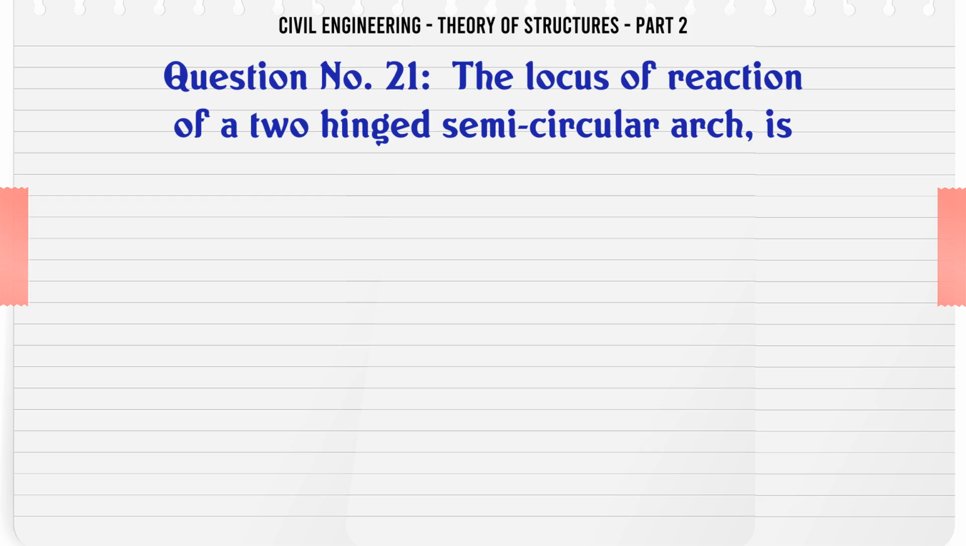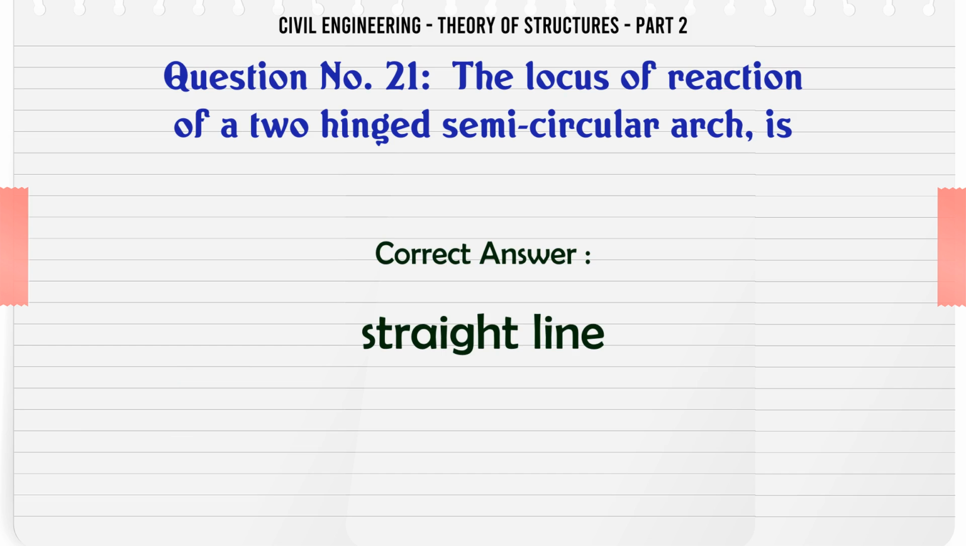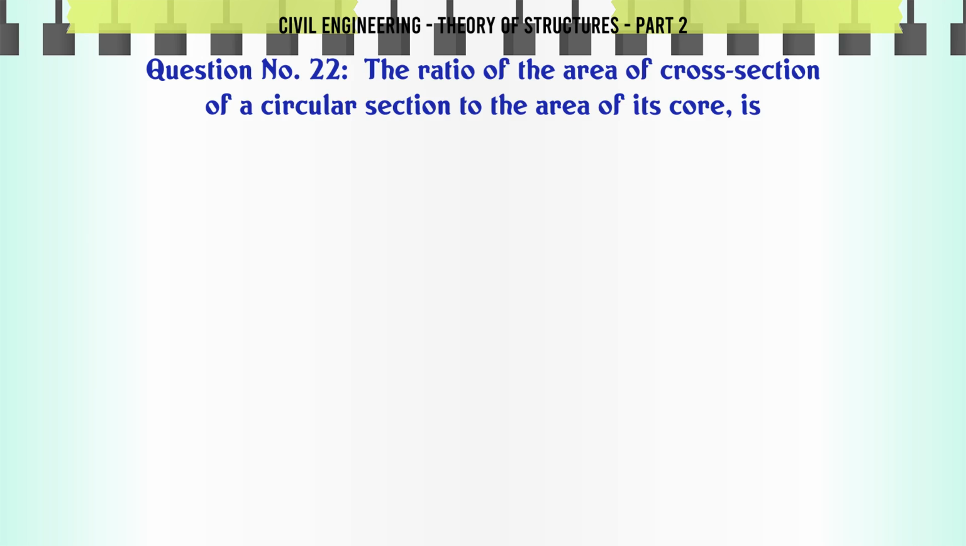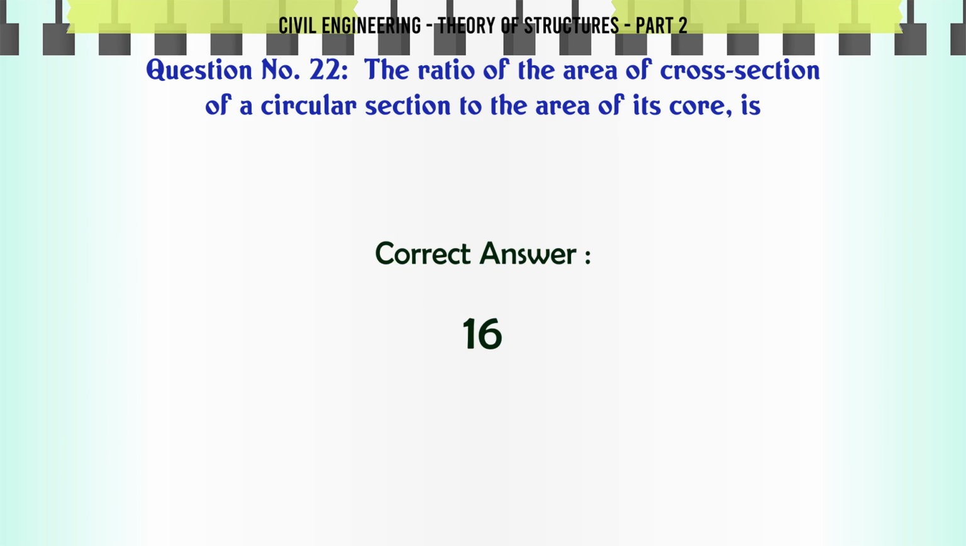The locus of reaction of a two-hinged semicircular arch is A, straight line, B, parabola, C, circle, D, hyperbola. The correct answer is straight line. The ratio of the area of cross-section of a circular section to the area of its core is A, 4, B, 8, C, 12, D, 16. The correct answer is 16.